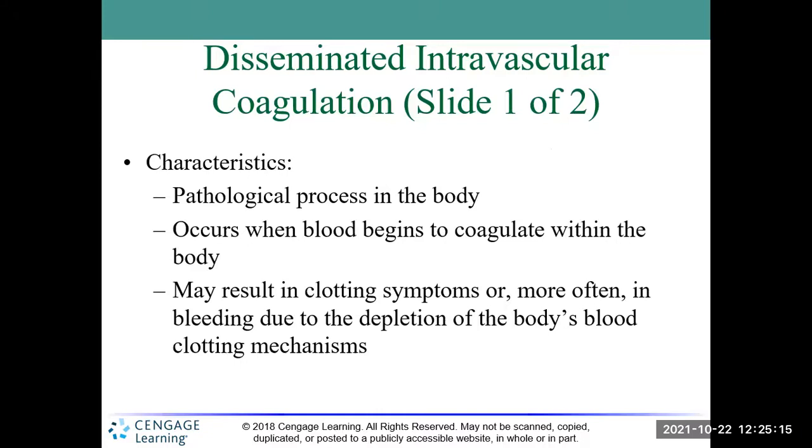Another condition is called disseminated intravascular coagulation, and you'll know this as DIC. This is a pathological process that happens in the body, and what happens is everything begins to coagulate. So all the blood starts to coagulate, and so then we have a lot of clotting symptoms happening. And then it clots so much that it depletes all of the clotting factors, and then the patient starts to bleed out, basically.